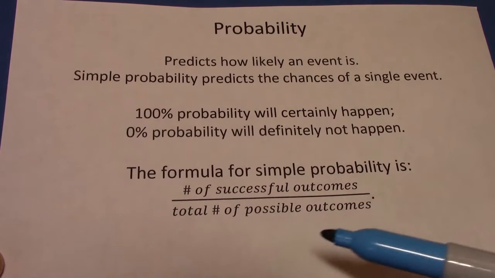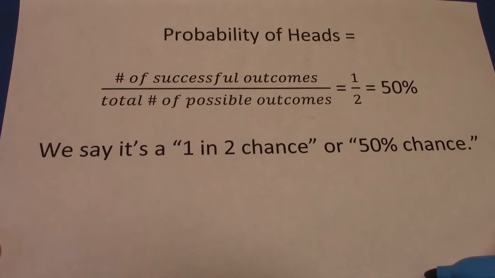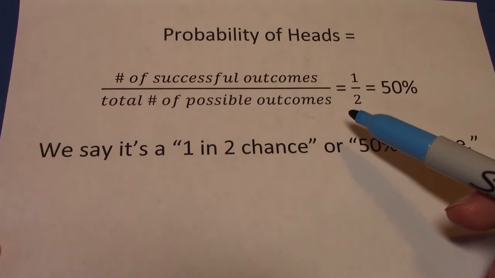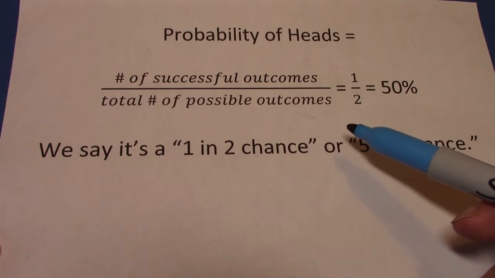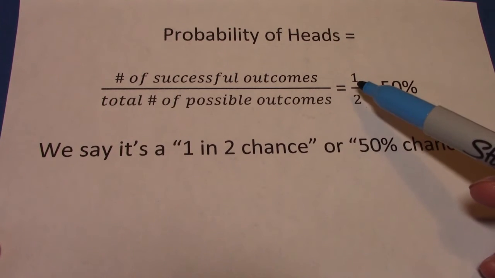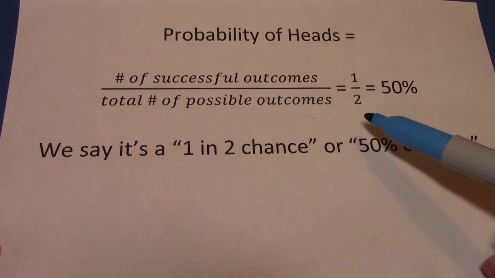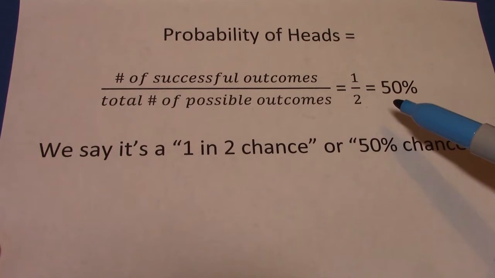Let's do an example. Imagine we want to find the probability of tossing a coin one time and getting heads. There are a total of two possible outcomes, right? Heads and tails. Success for us, the one we want, is heads, and that's only one of those. So the probability is 1 divided by 2, or converted to a percent, that's 50%.